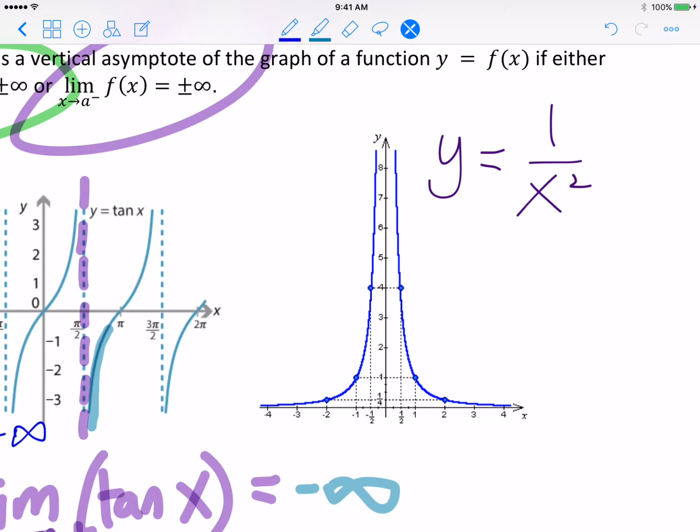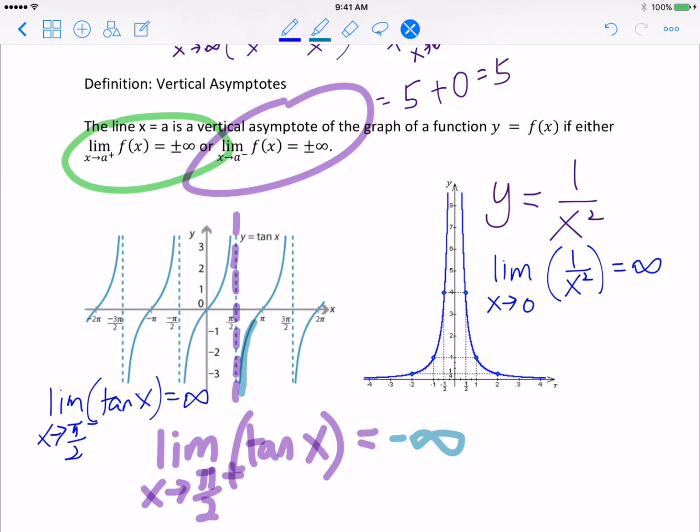Take a look at the second graph right here. We have the graph of y equals 1 over x squared. As you can see, from the left side and from the right side, as your x value is approaching 0, the y value is just constantly increasing. So we could say that the limit as x approaches 0 of 1 over x squared is equal to positive infinity. This time your left limit agrees with the right limit, so you could combine those two statements.